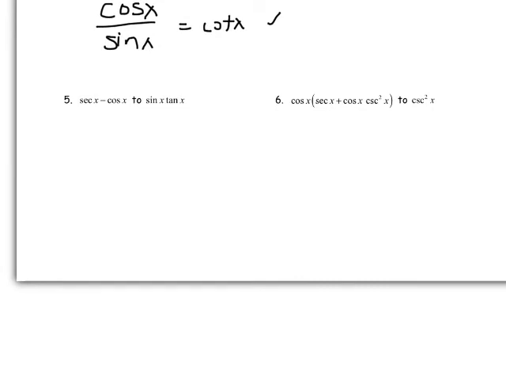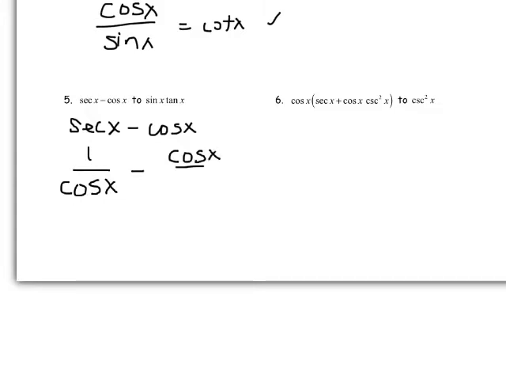All right, number 5. I'm going to rewrite the problem, secant x minus cosine x equals sine times tangent. I'm not really sure what to do here, but when I get stuck, I look at this and I say, I don't really like secant. So I'll change it to 1 over cosine, and I'll change this to cosine over 1.